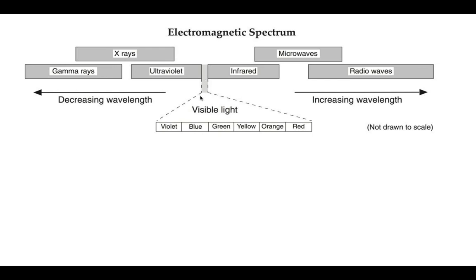And over here you have your visible light. Same thing here. These are shorter wavelengths of light, and these are longer wavelengths of light. This is the color that you see. Most of the energy from the sun actually comes in the form of visible light.